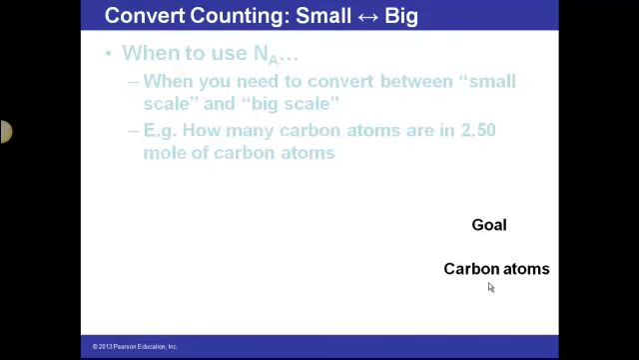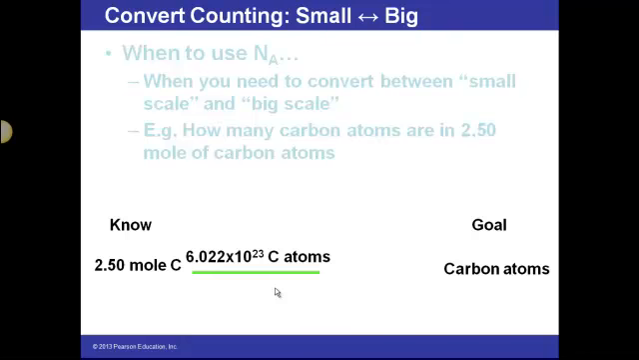So our goal is number of carbon atoms. So we know that we have 2.5 moles of carbon, and we know by definition that 1 mole of any substance has 6.022 times 10 to the 23rd units within that substance. So we can convert this, in this case our units are the atoms of carbon, so we can use this conversion to calculate the number of atoms that are in 2.5 moles of carbon. So we're going to multiply 2.5 moles of carbon. This is going to become our conversion factor.